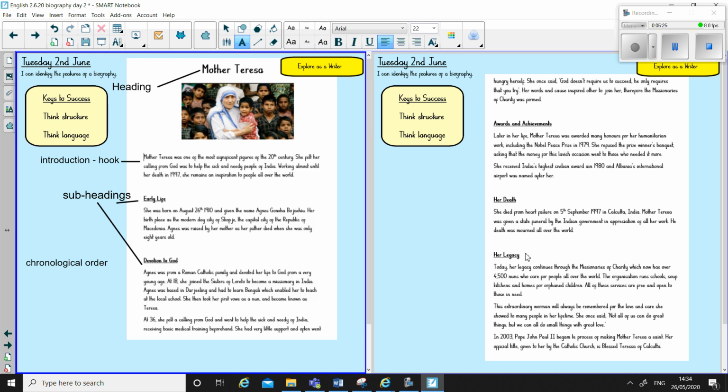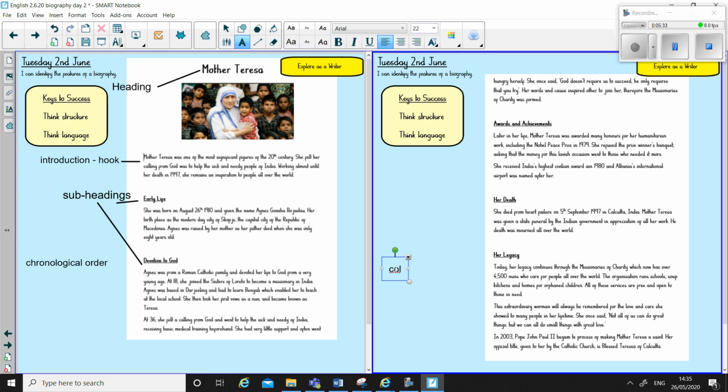Good. The conclusion. You can think of the conclusion really as this whole paragraph. So it has a concluding paragraph which tells you what her legacy was, what she has left behind since dying, and really it's the fact that the charity has continued, hasn't it?